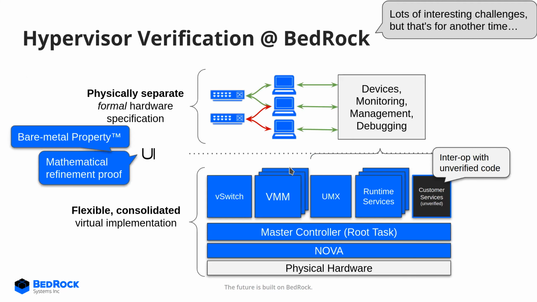So just to set up what we're doing at BedRock, we're verifying a hypervisor stack. That's the goal. The idea is to establish this bare metal property that basically says that our virtualization stack acts as if it's bare metal. This is the implementation, and the specification is really derived by physically disjoint hardware connected by copper wires and whatnot. There are a lot of interesting challenges inside of here, but that's not really what this talk is about.